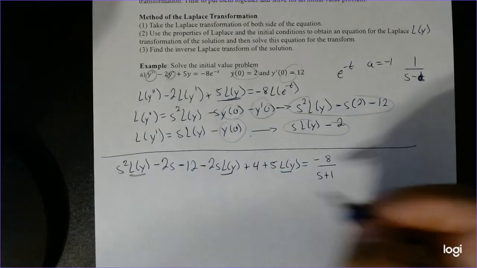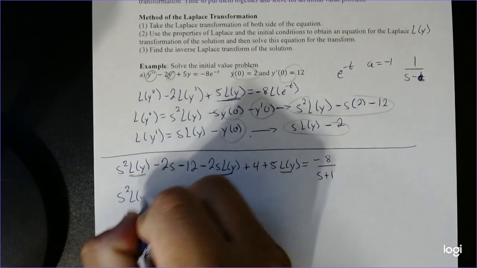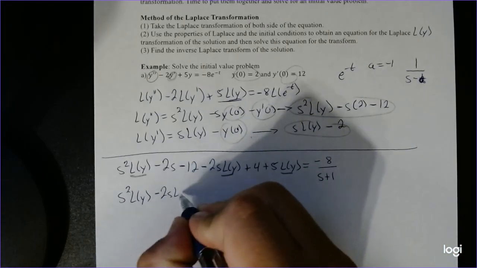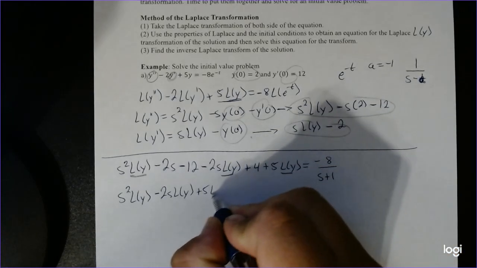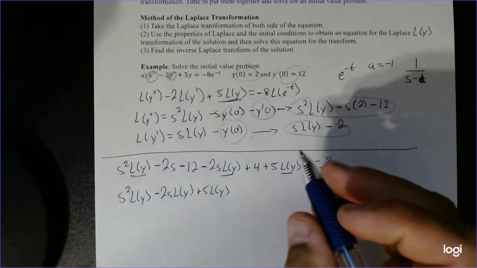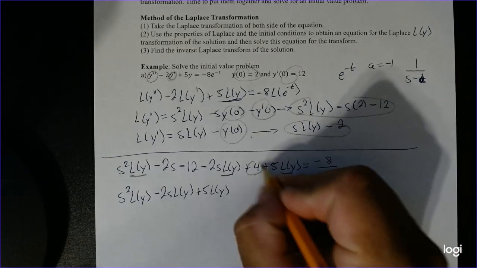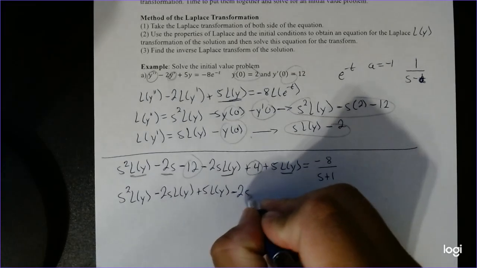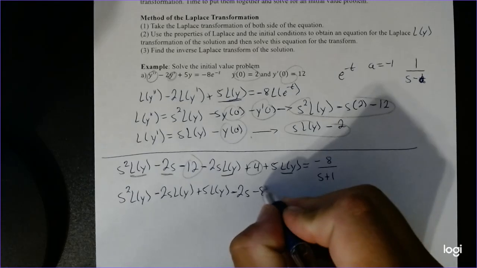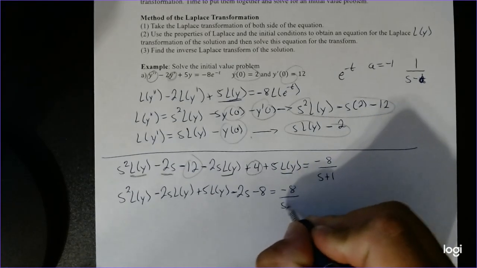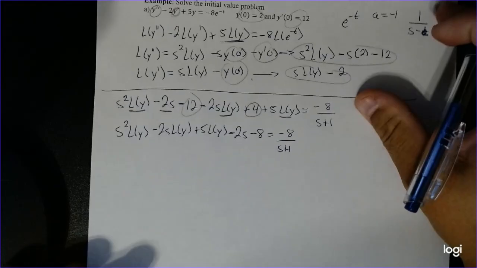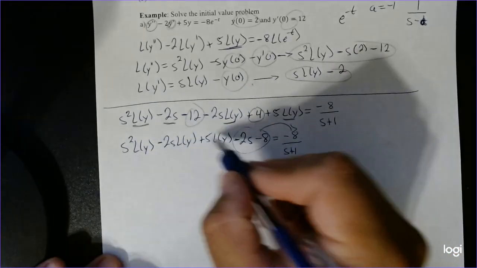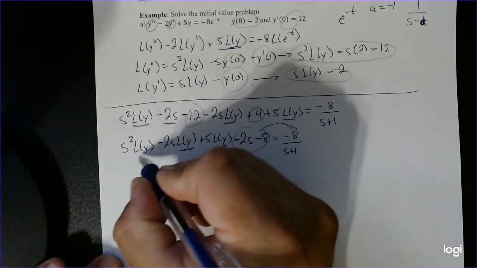So let's collect like terms and move everything around. Pull out L of y, so this will be here, and minus 2s of this, and then plus 5. And then put everything else together as well. I can put this and this together, and this is going to be by itself, so that gives me negative 8. Okay, now I'm going to bring all of this to that side, so I'm just going to add both over. And I'm going to simplify this a little bit by factoring out the L of y's.